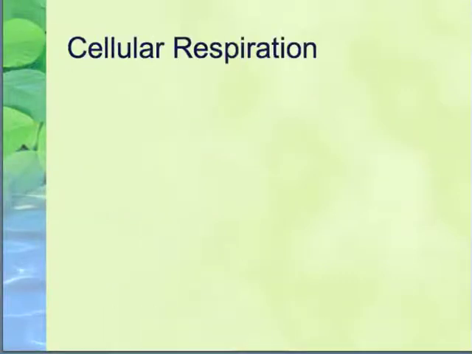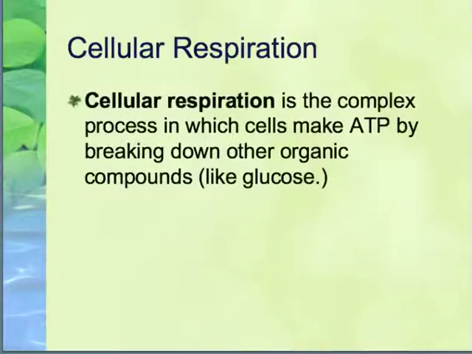So let's first talk about cellular respiration. Well, what is it? Cellular respiration is a complex process in which cells make ATP by breaking down organic compounds like glucose. All right. Now, if you recall, photosynthesis was the making of ATP and storing it in the form of glucose. Cellular respiration is taking glucose and releasing the energy in the form of ATP. So photosynthesis is a way of storing energy. Cellular respiration is a way of letting it out.